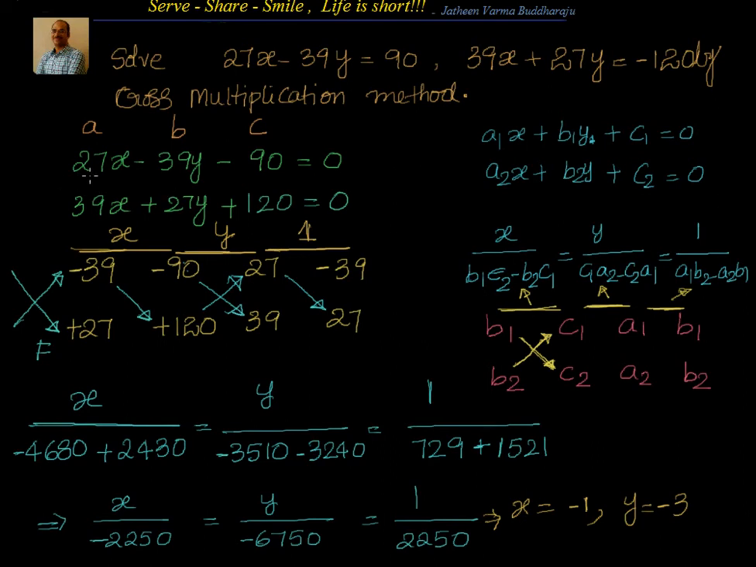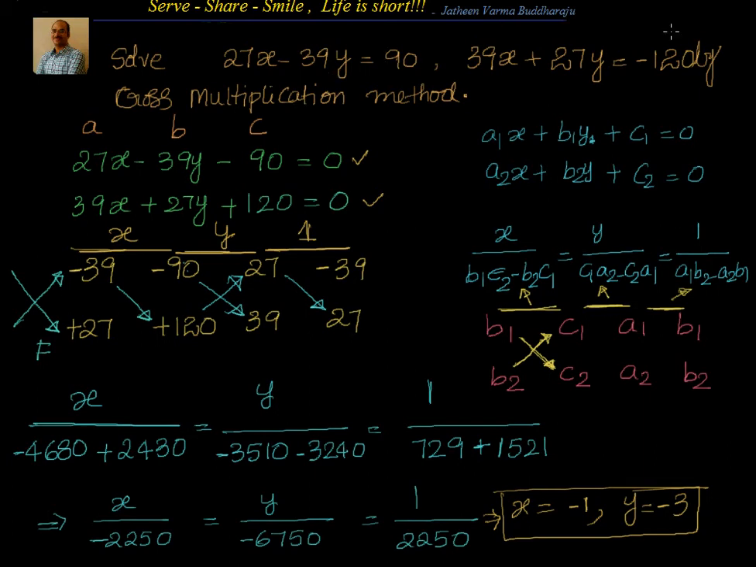Let's check that by substituting. 27 into minus 1 is minus 27. Minus 39 into minus 3 becomes plus 117, 39 into 3. 117 minus 27 is 90. 90 minus 90 is 0. Let's look at the second equation. 39 into x is minus 39, plus 27 into minus 3 is minus 81. Minus 120 plus 120 is 0. So x equal to minus 1, y equal to minus 3 are the solution of this pair of linear equations.